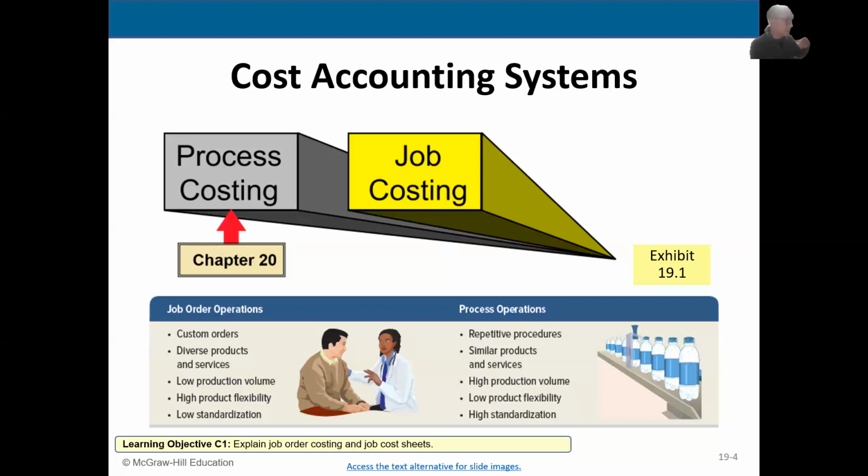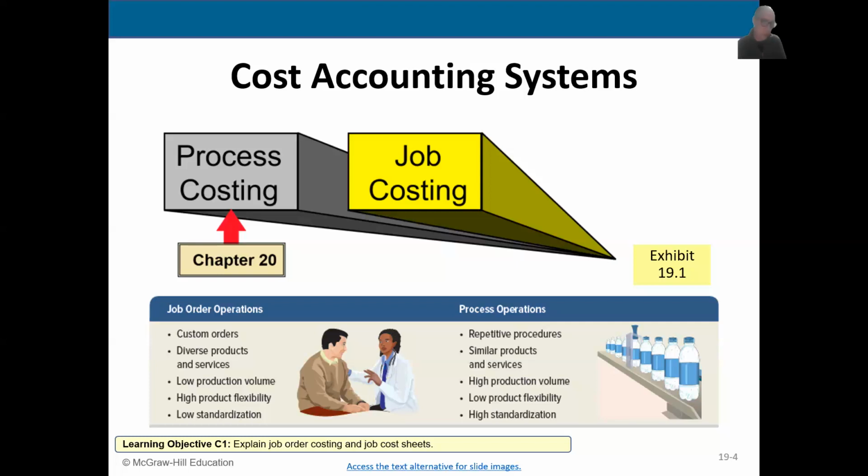In other words, they don't have just a simple base model of a particular vehicle. You'll notice that. It's low standardization. So that's job order costing, a job order costing type of business. And the example we gave was Toyota.